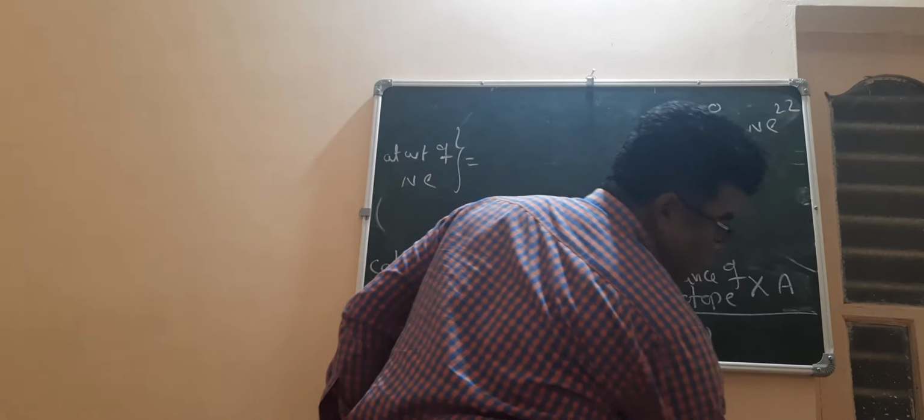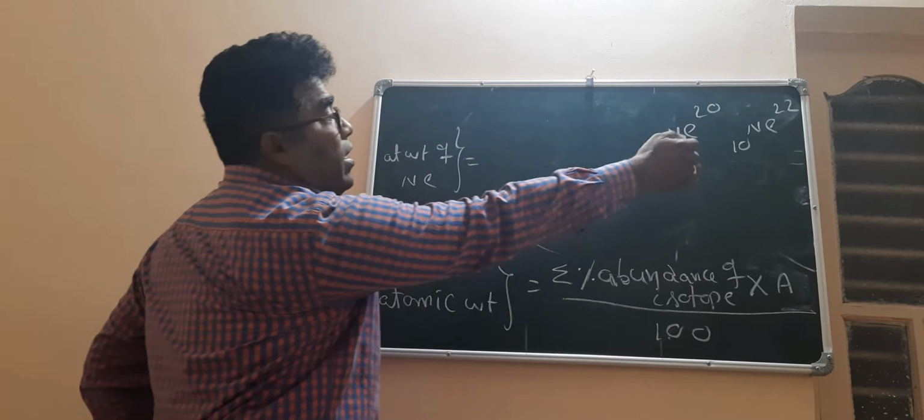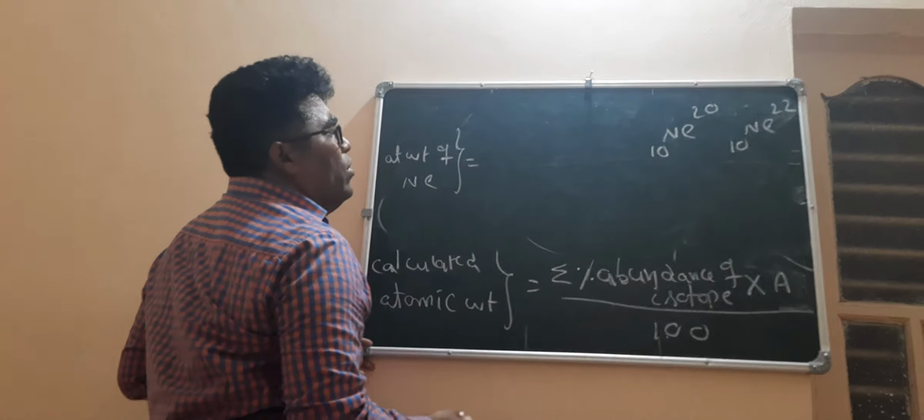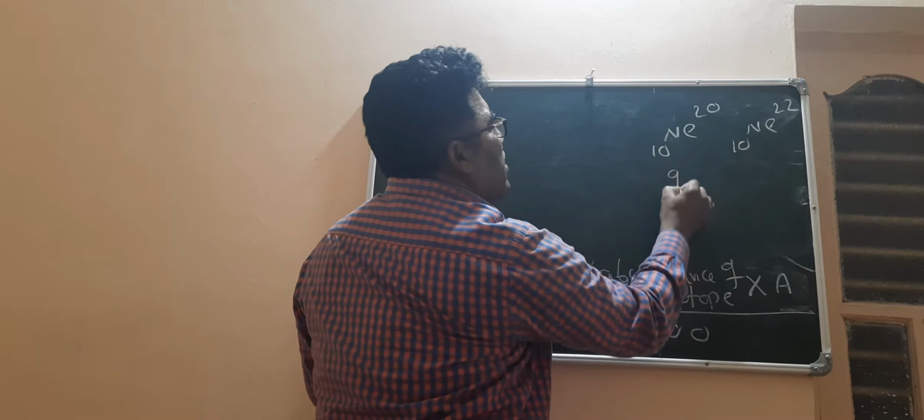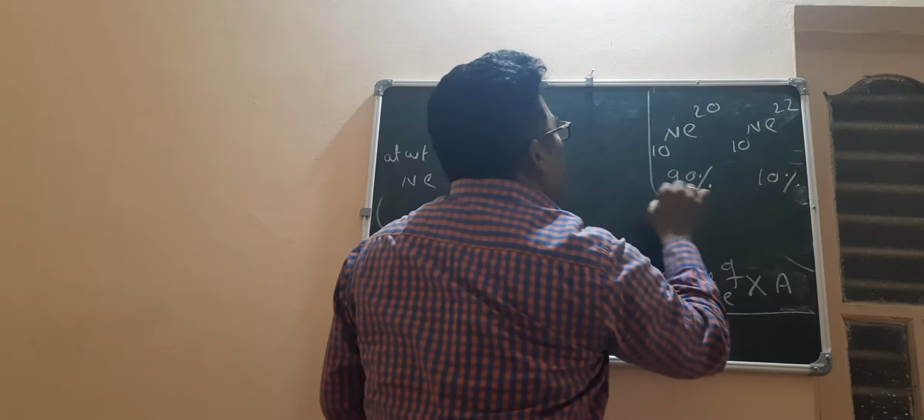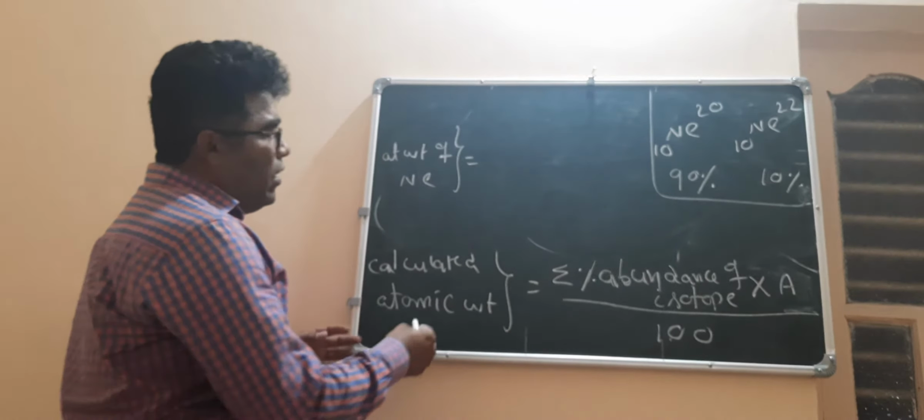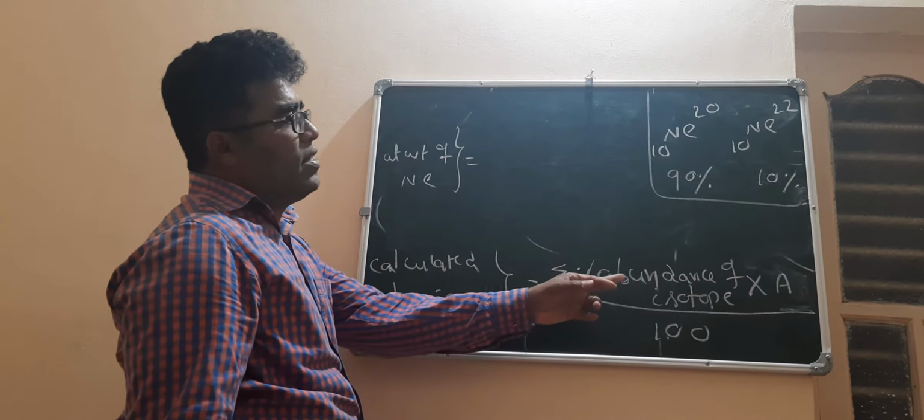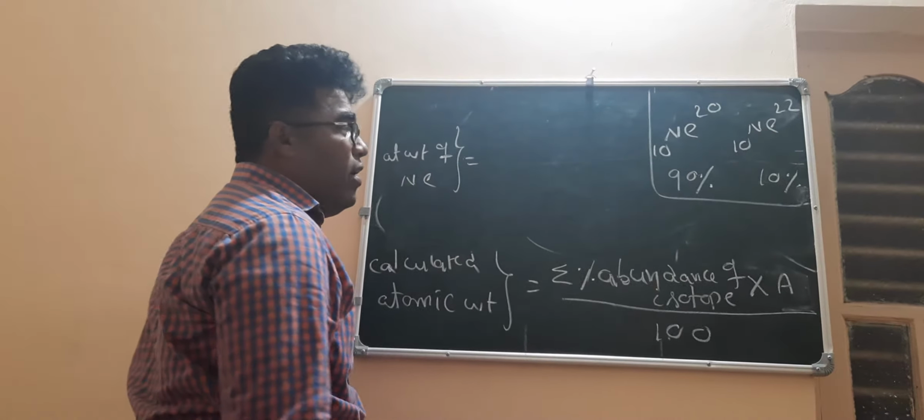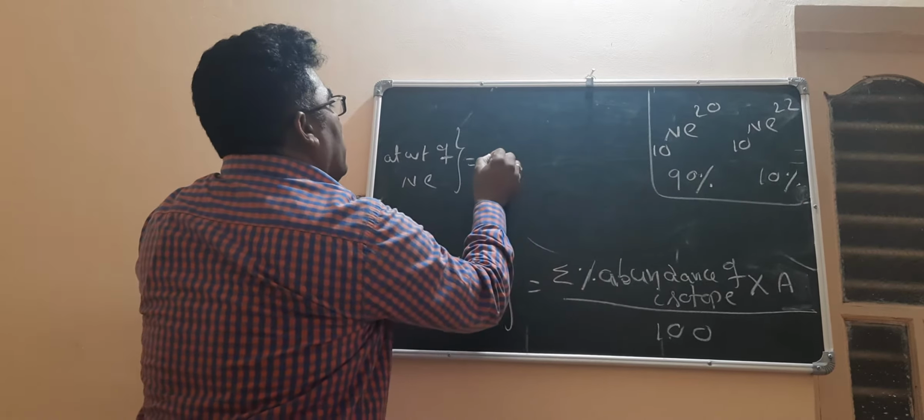Okay, atomic weight of neon. Neon is available in two forms, neon-20 and neon-22. In nature, neon-20 is available 90% and neon-22 is available 10%. Now how to calculate atomic weight? Atomic weight is the sum of percentage abundance of isotope times A, divided by 100.